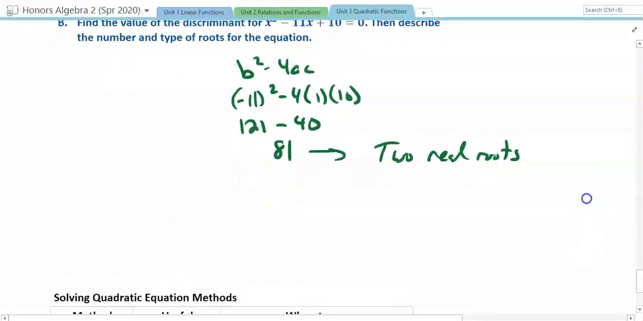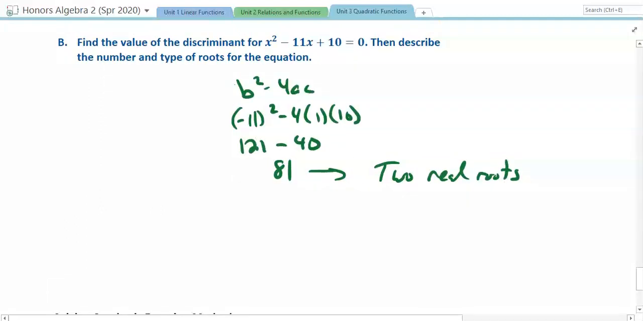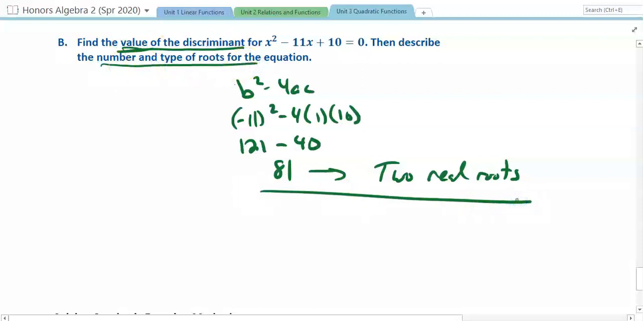And again, we could go into the quadratic formula and find out those solutions. But again, this question was just asking for the value of the discriminant and the number and types of roots. So that's where we stop there.